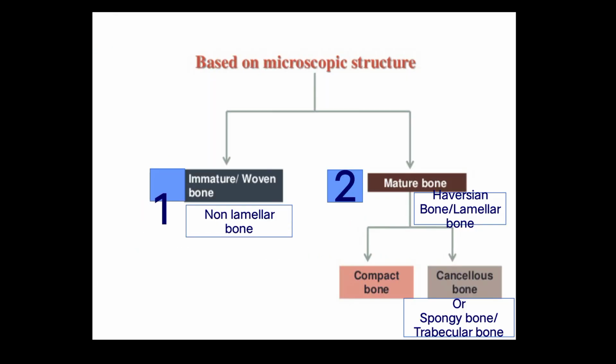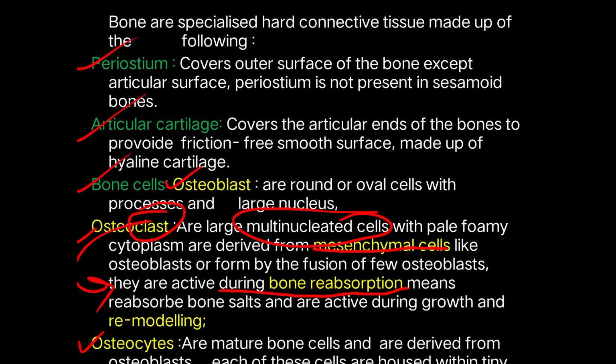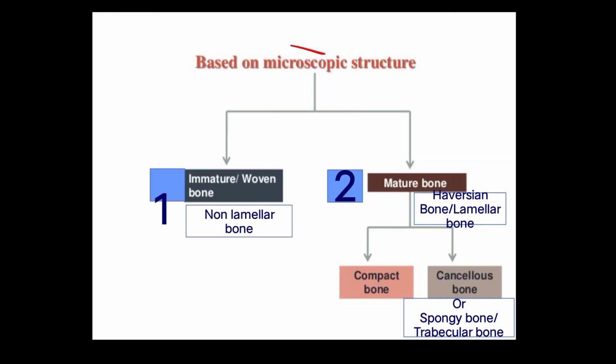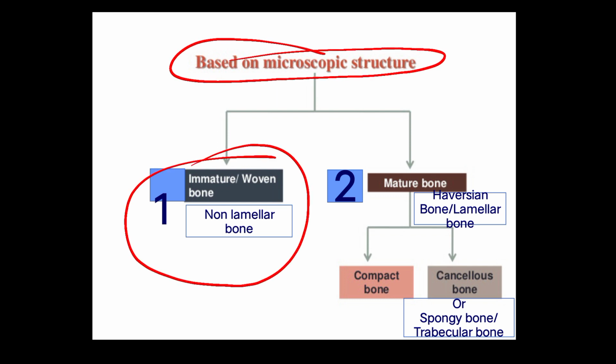Now, based on the microscopic structure, we have seen the intercellular space of the bone, the bone cells, the periosteum, the articular surface, and the bone marrow. Now we are going to discuss the classification on the basis of microscopic structure. First is the immature bone, also called woven bone, a non-lamellar bone. Second is the mature bone, also called lamellar bone or Haversian bone.